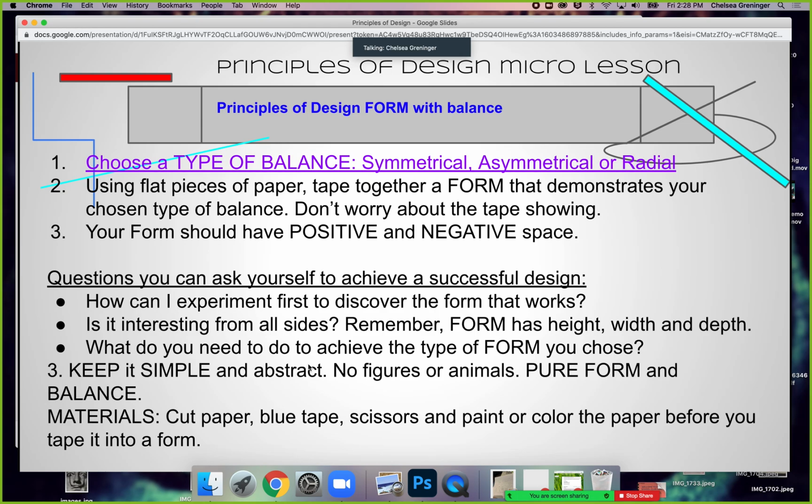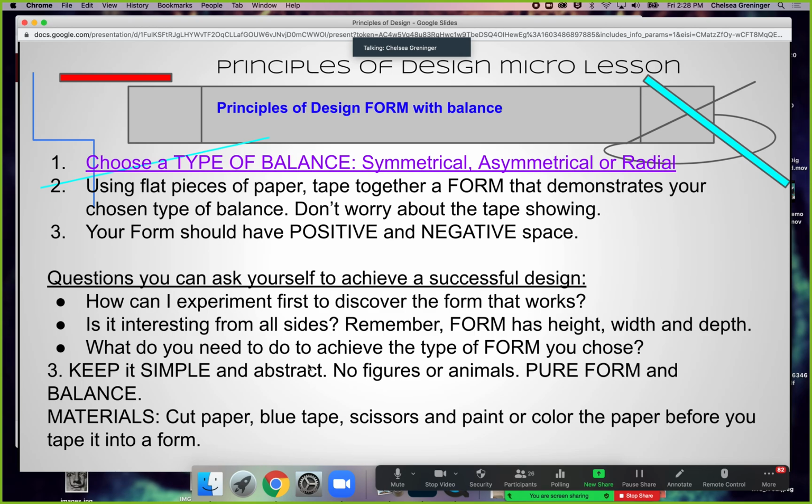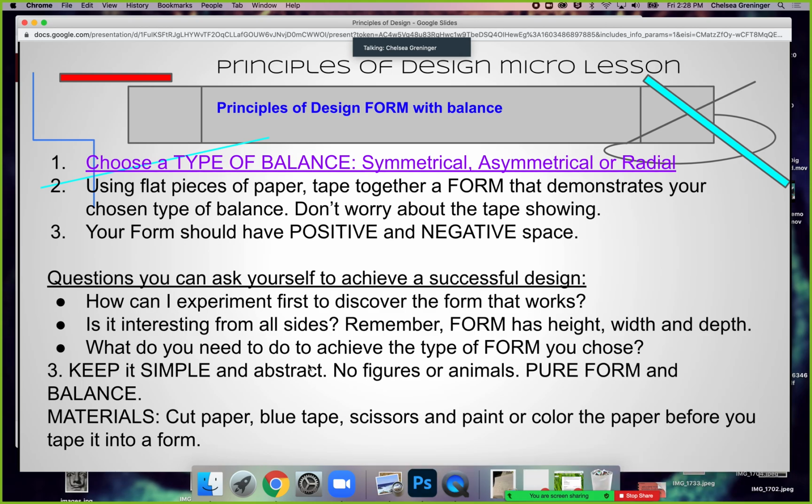Okay, so questions that you can ask yourself to achieve a successful design. How can I experiment first to discover the form that works? So you can take several pieces of paper and you can just play for a while until you discover what you want to do. So you don't have to turn in the first thing you make. Is it interesting from all sides? Okay, remember it's a sculpture, so it doesn't have a front. You have to look at it from all sides.